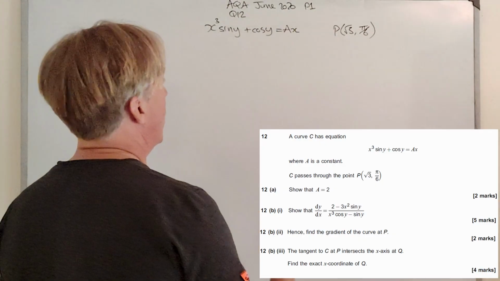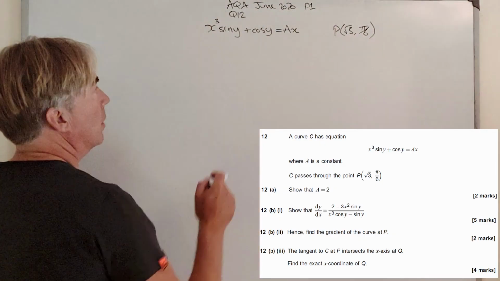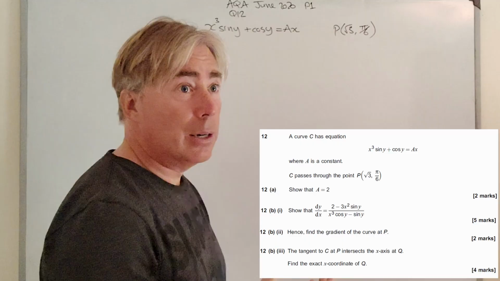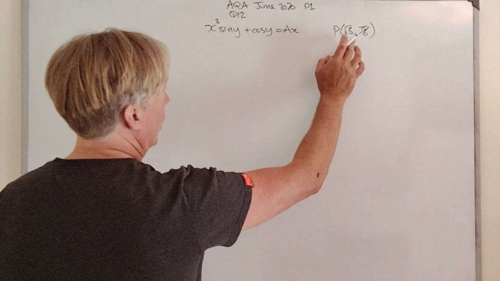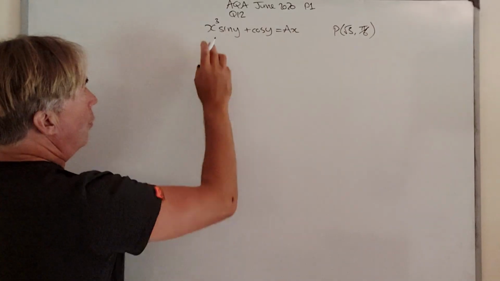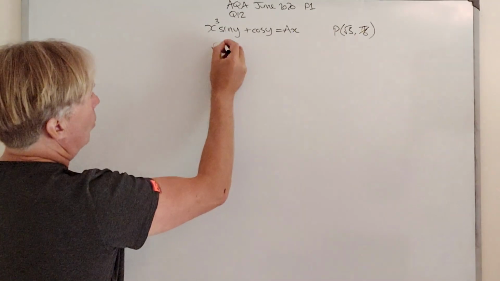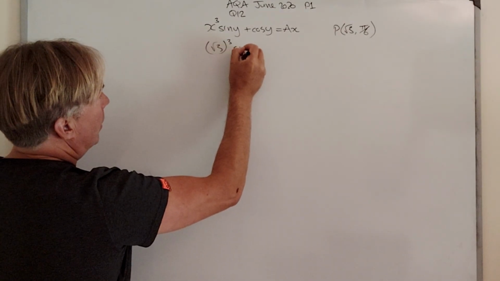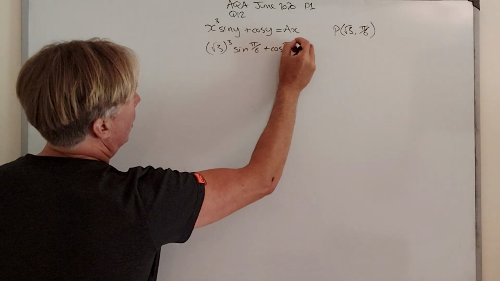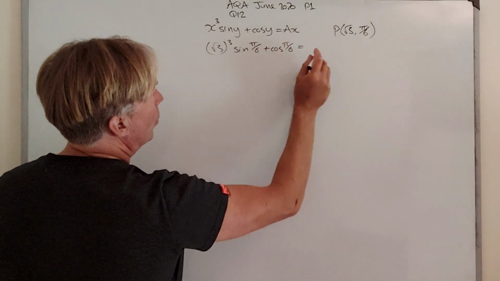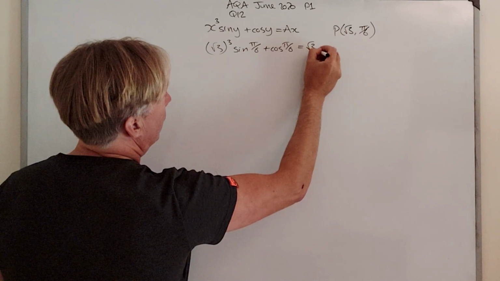We are asked to prove that the value of a, the coefficient in front of x on the right hand side, is equal to 2. So it's just a case of plugging stuff in at this point. We're plugging in √3 in place of x, so x cubed is √3 cubed, sine π/6 plus cos π/6 equals √3a.